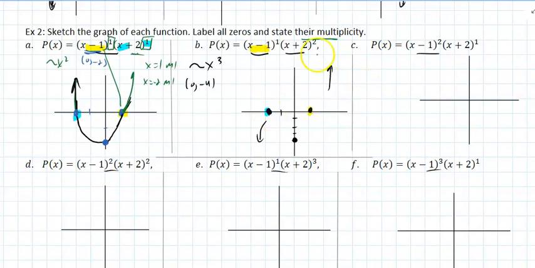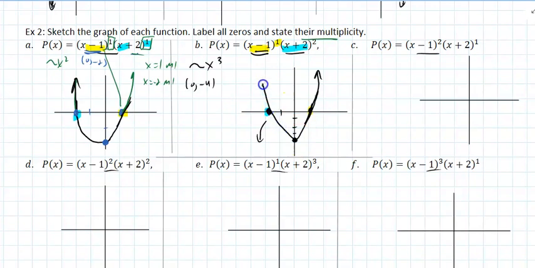And the key point is the multiplicity. Do you see the multiplicity here is a 1? That means at x equal 1, this is going to look like a straight line. A graph must go through its intercept. And now we go to the other intercept. Now comes the tricky part.